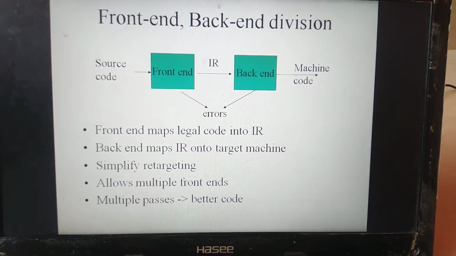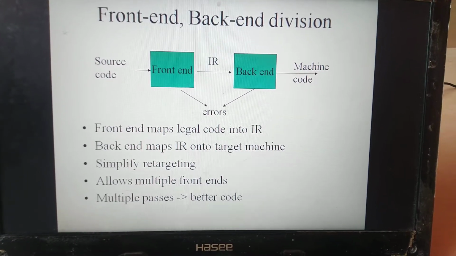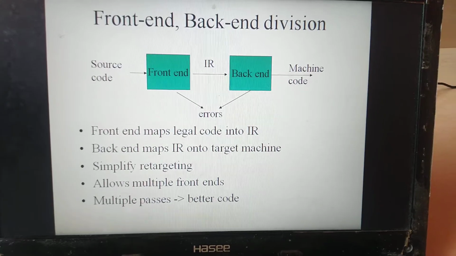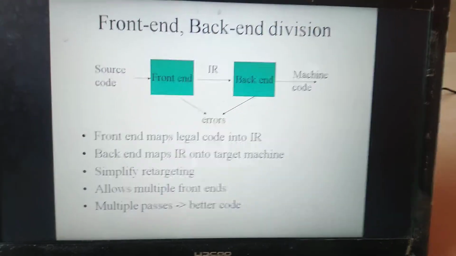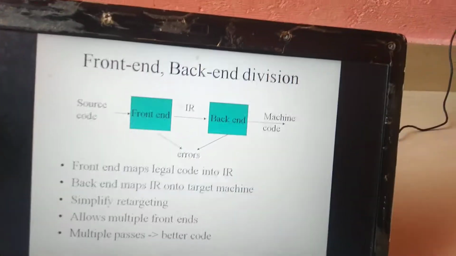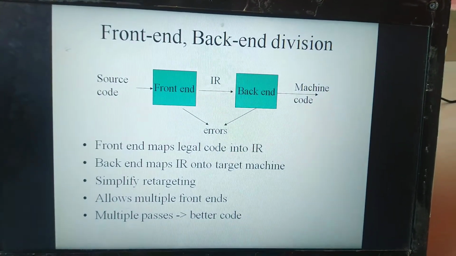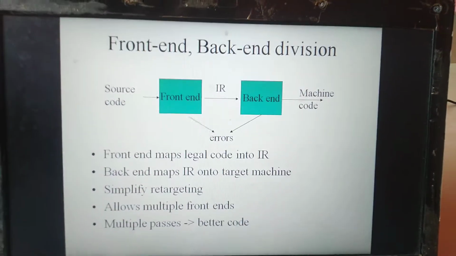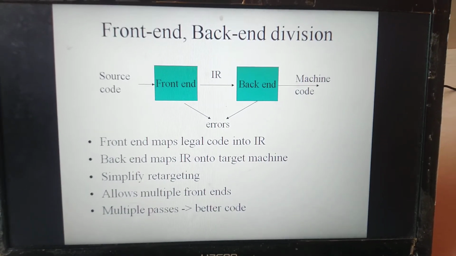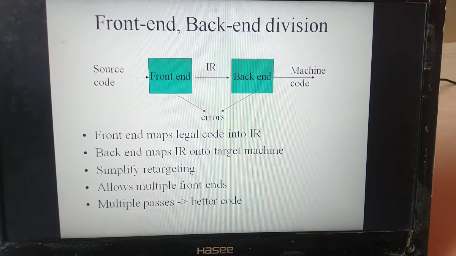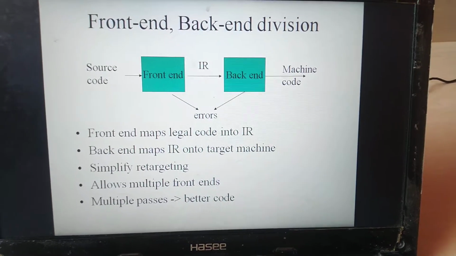According to the front end and back end division, the following diagram shows the source code going into the front end, then to the back end, and finally we reach the machine code. In between, the IR is the intermediate representation between the front end and the back end. The front end maps legal code into the intermediate representation, IR, then the back end maps IR onto the target machine. It simplifies retargeting. It allows multiple front ends and multiple passes, leading to better code.